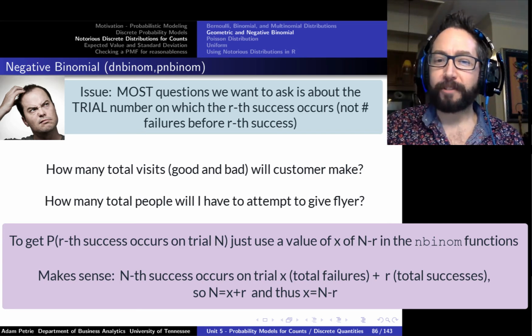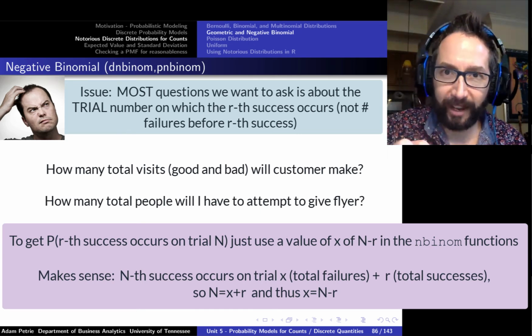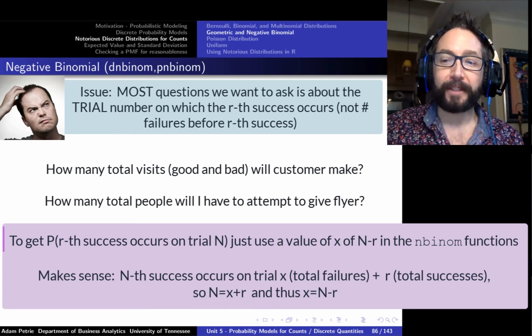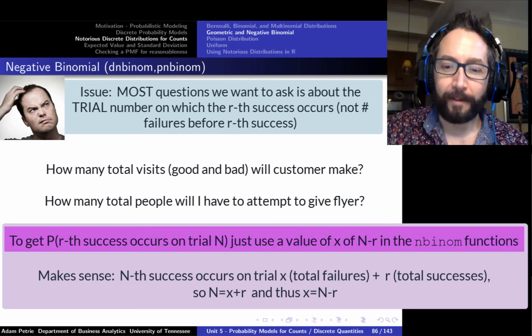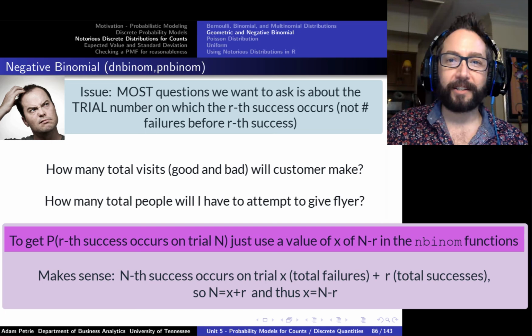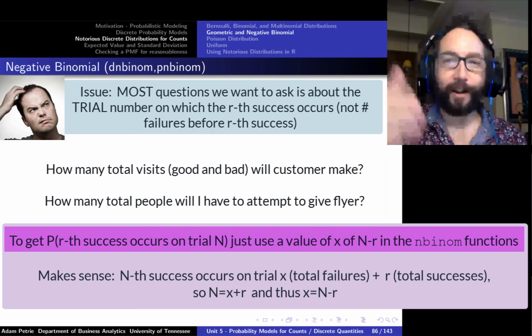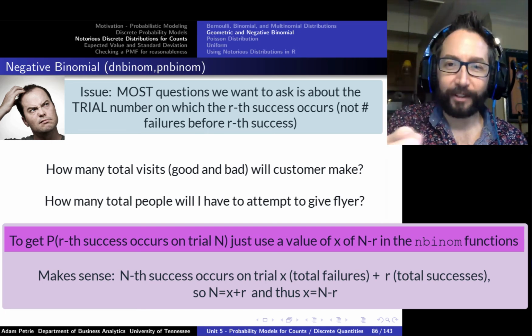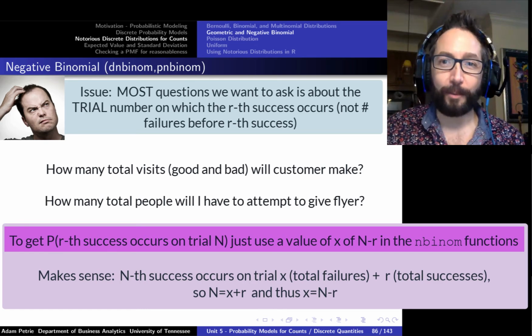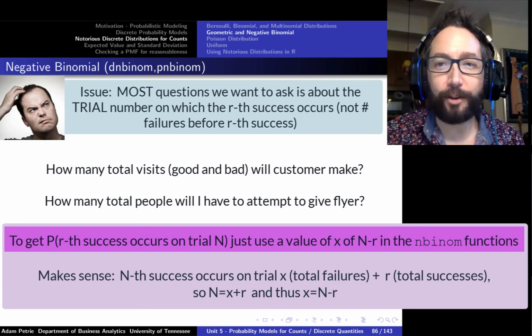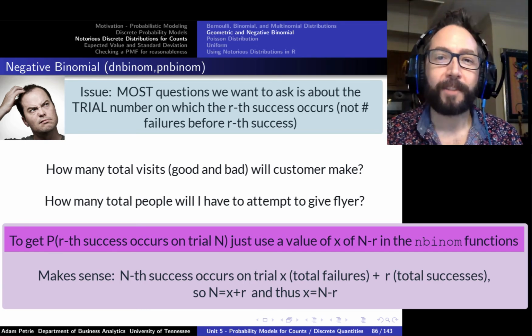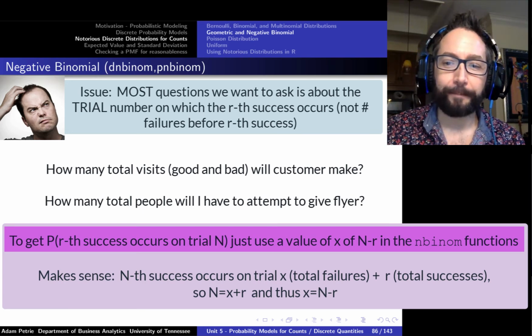If our question really is about the trial on which that Rth success occurs, we're going to use a very particular value for little x, the number of failures. Specifically, we're going to use a value of little x to be capital N minus R, the trial on which that Rth success occurs, subtracting off those R successes. If we use that as little x, that gives us the number of failures that we need to plug in to that negative binomial equation in order to get that probability.